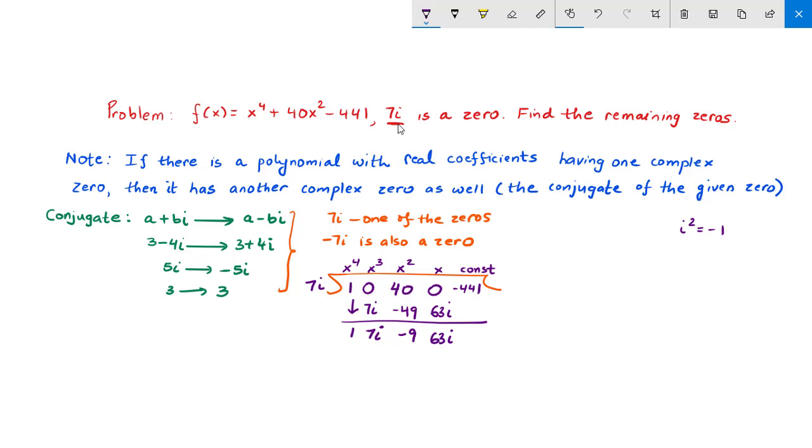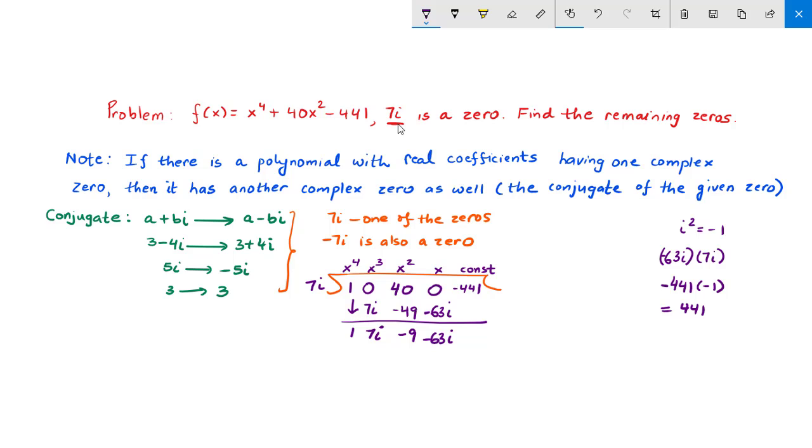In the next step, you multiply 63i with 7i, right? So this must be a negative 63i, because negative 9 times 7 is negative 63. You add, you get a negative 63i. So basically you're multiplying a negative 63i with 7i. So negative 63 times 7 is negative 441, and then i squared is negative 1. So it boils down to 441. When you take the product, it's 441.